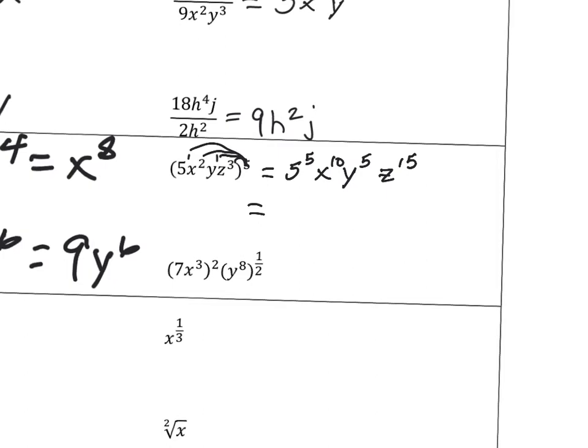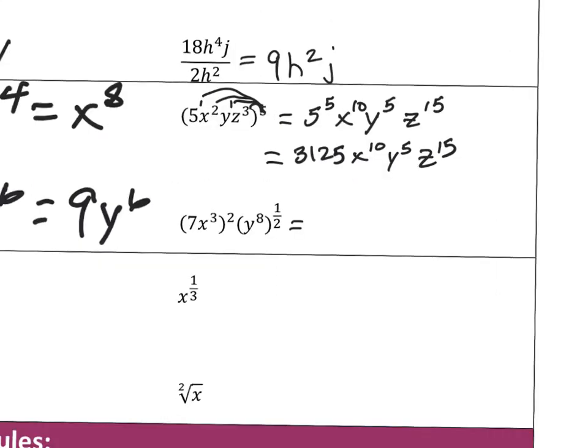Next, 5 to the 5th. I need to simplify that. 5 to the 5th would end up being 3,125. I can simplify that. The rest of them I can't really simplify, so I'm just going to write them out. x to the 10th, y to the 5th, z to the 15th.